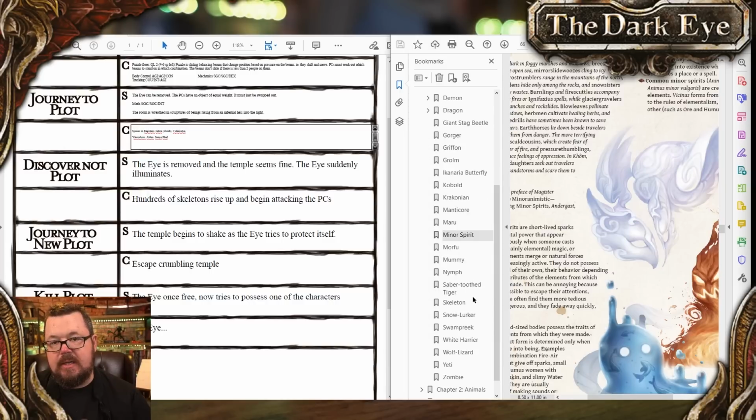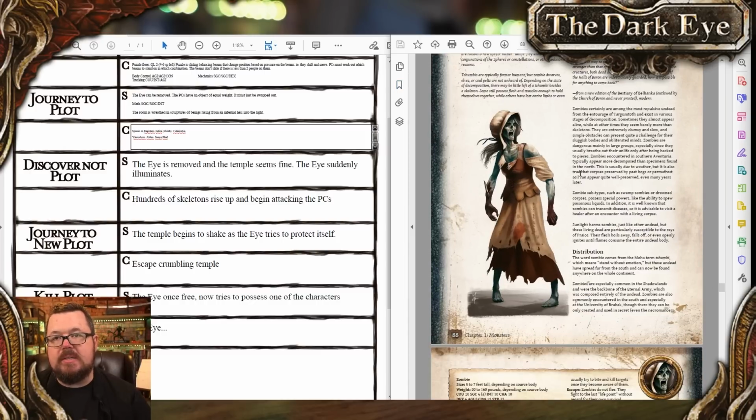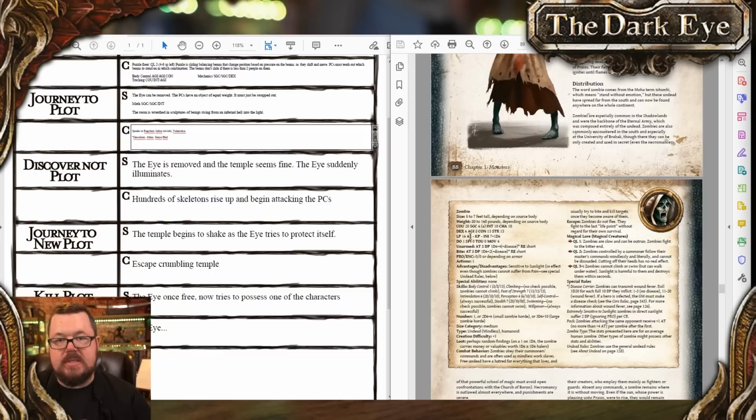All right, so that's minor spirit. Let's look somewhere else. I'm going to use skeletons later, so maybe this one should be a zombie. What do zombies do? Let's have a look at what zombies do in The Dark Eye. So we've got a nice big write-up there. Let's see, where are their life points? 16 life points. Okay, cool. So I do like that. And I'm just looking at all of the various values here. Its attack is 8. Damage is 1d6 plus 4 with the disease.